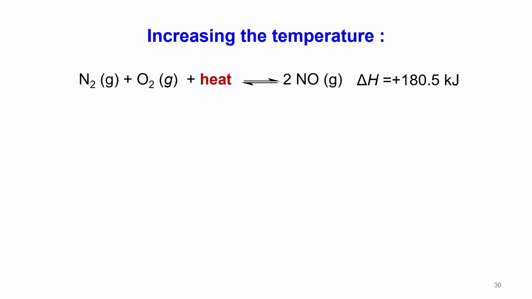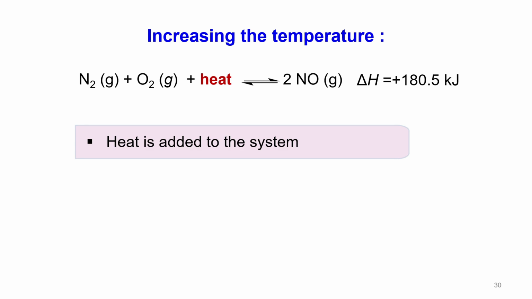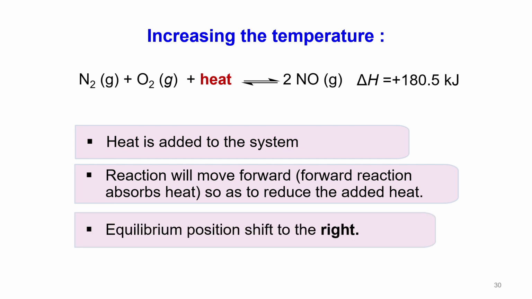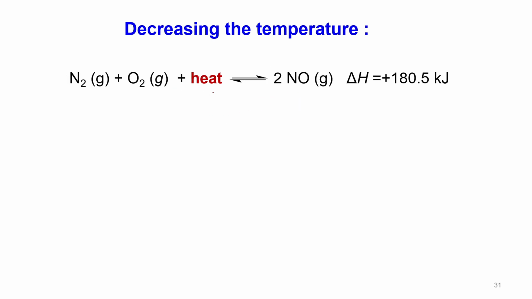Okay, so increasing the temperature. So when we increase the temperature, okay, meaning that we add heat to the system. So bila kita add heat to the system, it will shift to the right. Okay, so heat is added to the system, meaning that we add more reactant to the system. The reaction will move forward. Forward reaction absorb heat. Okay, so as to reduce the added heat. So equilibrium position will shift to the right bila kita add heat. Okay, when increase the temperature.